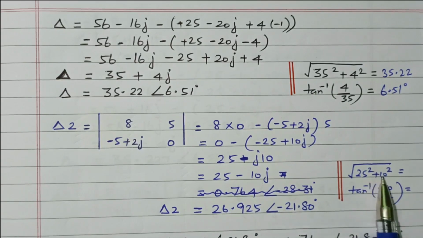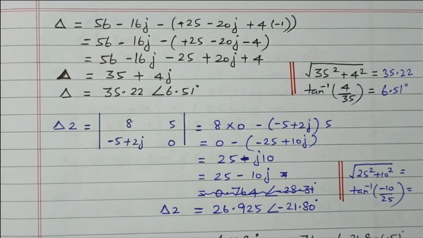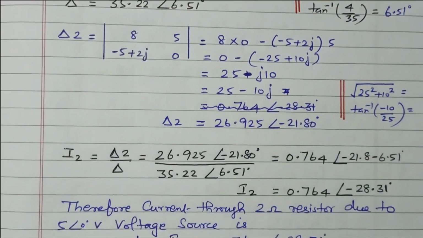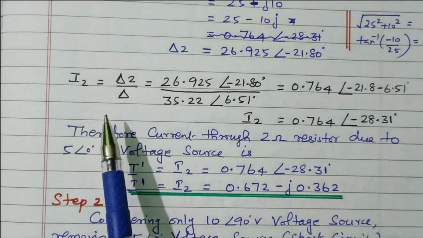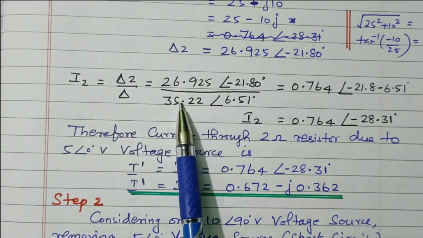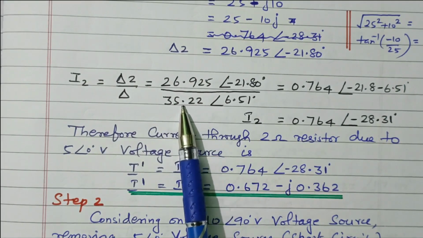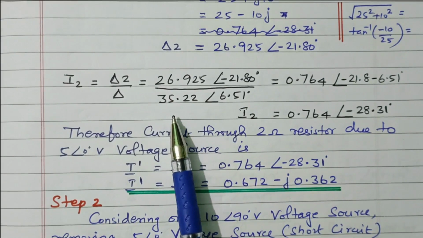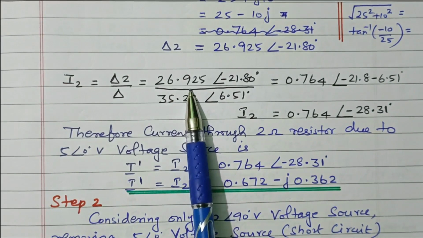Here also we can convert using the same formula we discussed: square root of the squares of the magnitudes, and tan inverse b by a. Now we have calculated delta 2 also, so we can calculate the I2 value. I2 equals delta 2 divided by delta. For division we need the polar form. Rectangular form is normally used for addition and subtraction, while for division and multiplication the polar form is easier.